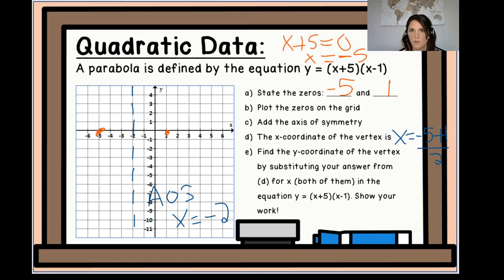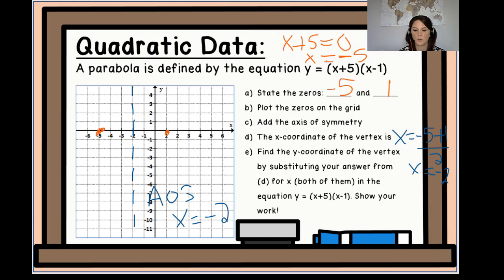So negative 5 plus 1 is negative 4. Negative 4 divided by 2 is negative 2. And that's where we can see that our line is going through our parabola. Sorry, you can hardly see that, but x equals negative 2 is the equation for the axis of symmetry. I also have it already on the grid.